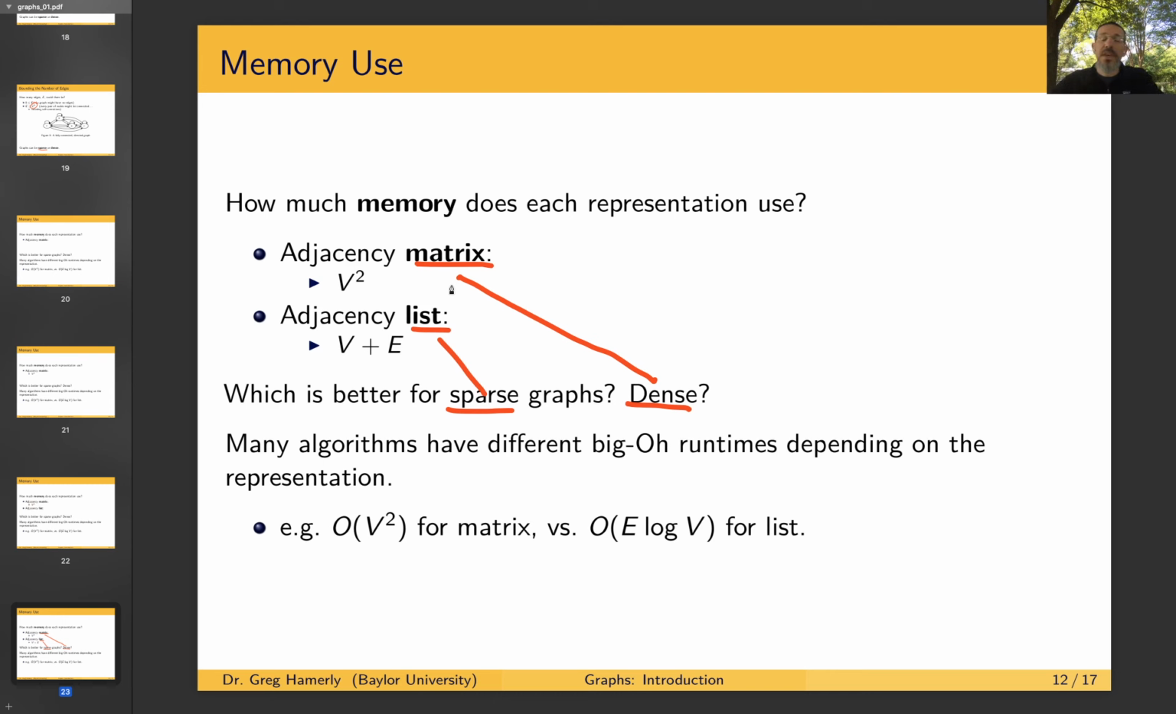So this matters because not only does it affect the amount of memory that we would use for the representation, but also the runtime of different algorithms. The same algorithm will have a different big O runtime depending on the representation. We'll see later on in these lectures that some algorithms, the identical algorithm essentially, will have V squared running time using a matrix representation, but E log V running time for a list representation. And these can be very different depending on the values of E and V.